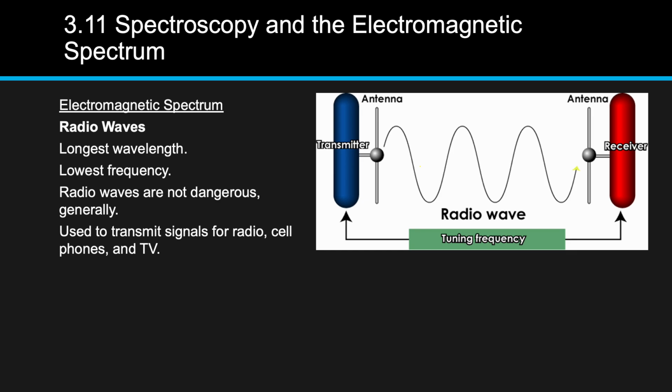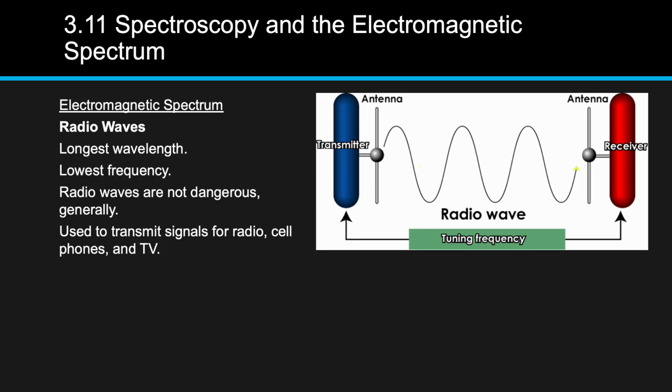At the far end of the spectrum are radio waves. So these have the longest wavelengths and the lowest frequencies of all of the electromagnetic radiation. And because their energy is so low, radio waves are not dangerous to humans. Instead, they are extremely useful for communication. So radio waves are used to transmit signals for AM and FM radios, cell phones, Wi-Fi, and TV broadcasts.